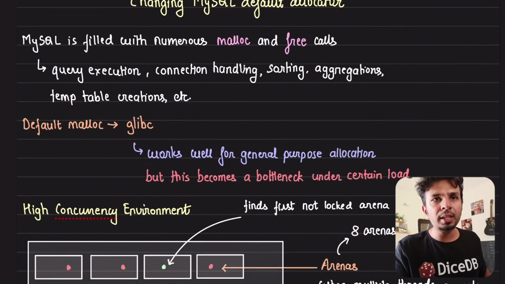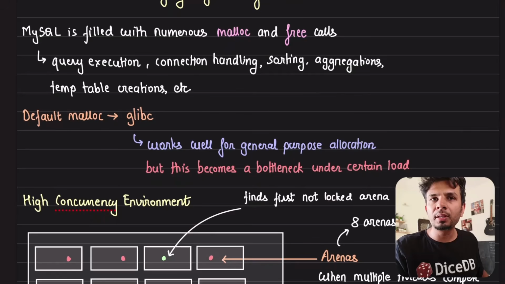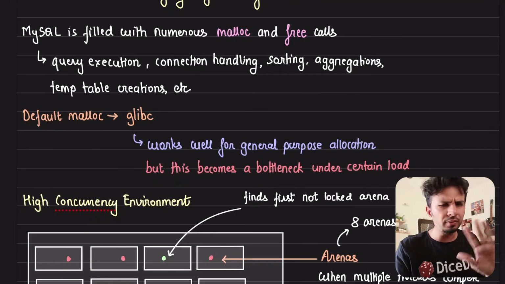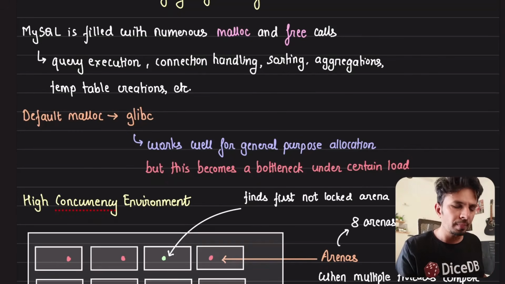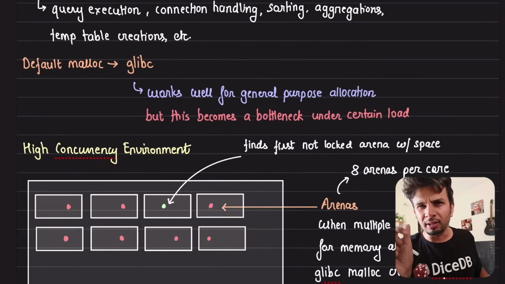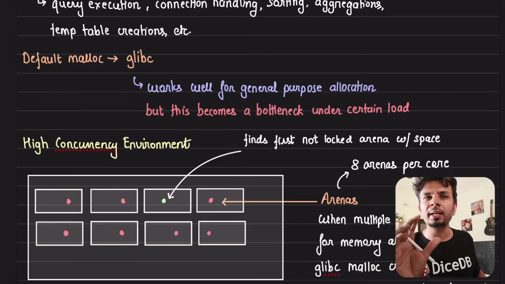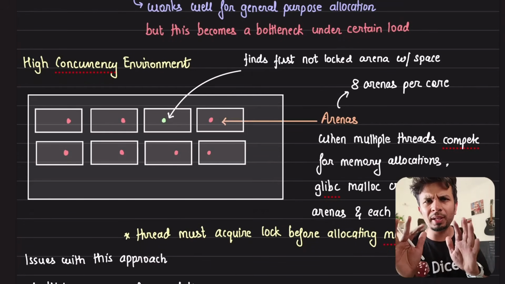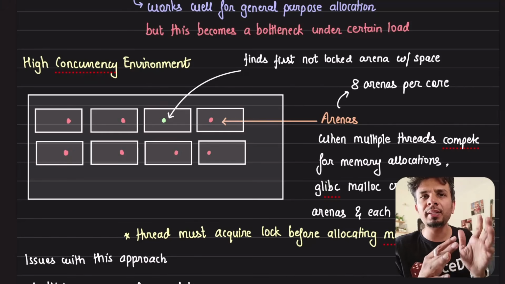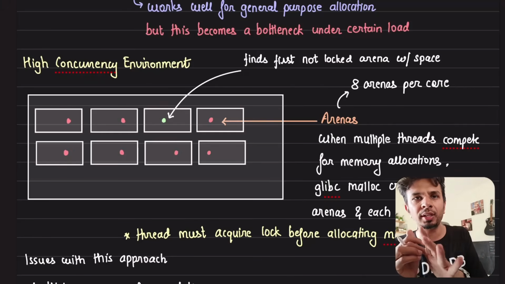In glibc, it is a very general-purpose allocator. It works just fine for most use cases, but it becomes a bottleneck under certain workloads, and those workloads are typically high-concurrency environments. Let's dig deeper into what this environment is, when we would need to change it, and why we would need to change it.